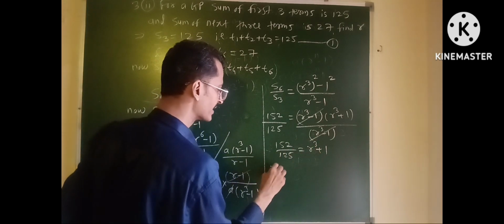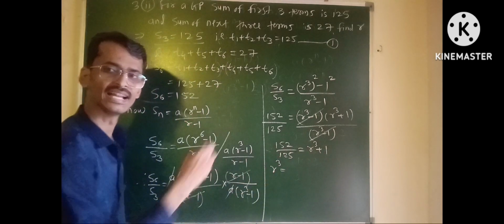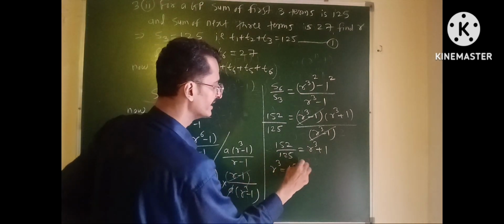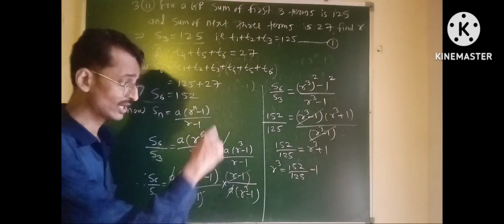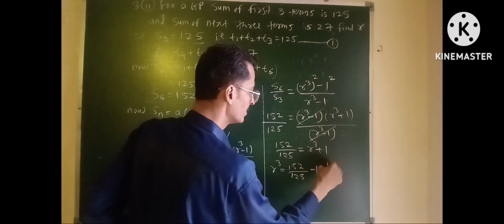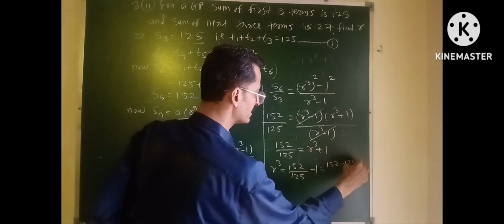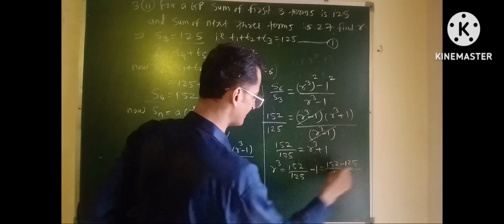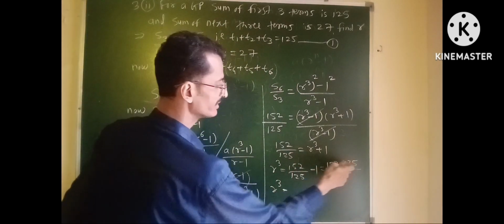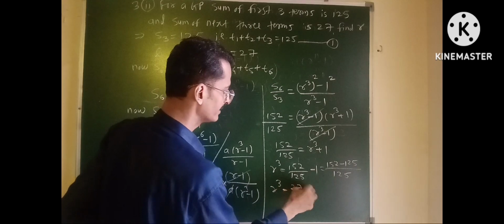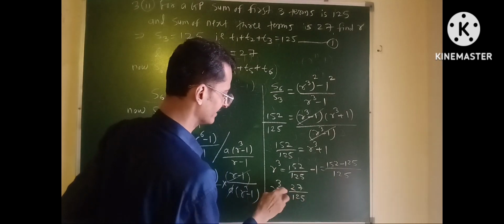So what is this r^3? This plus 1 right here, so 152 upon 125 minus 1. Now cross multiplication, 152 minus 125 upon 125. And therefore r^3 is what? This is 27 upon 125.